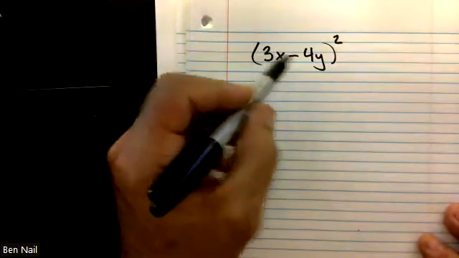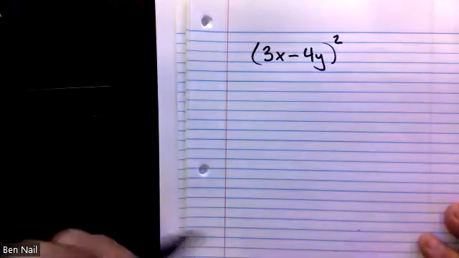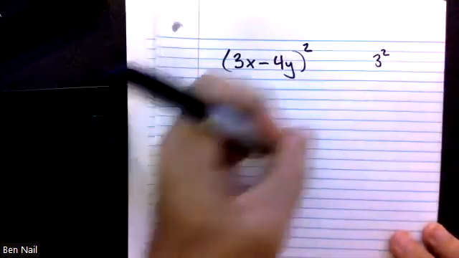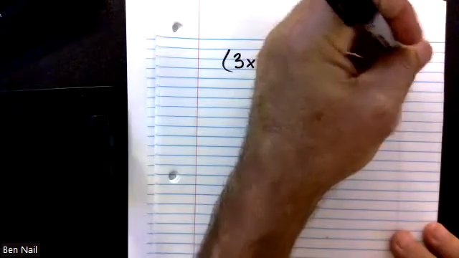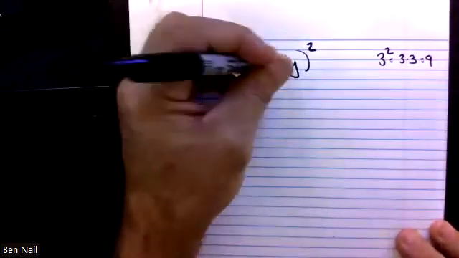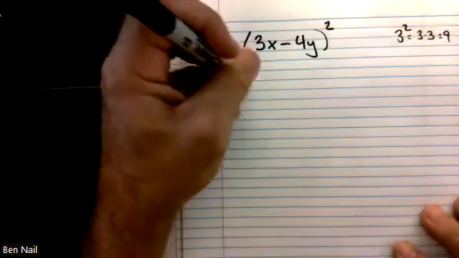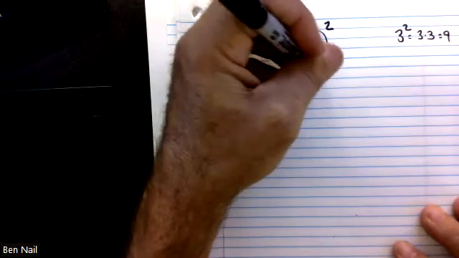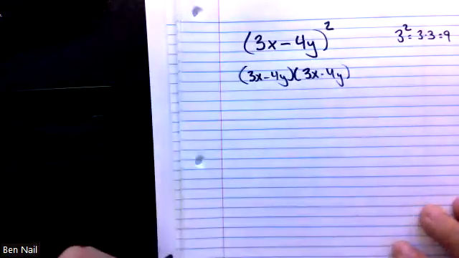Most people want to distribute that exponent. They square this term and they square this term and then they're done. That's not the way we do this. When you square something, 3 squared means 3 times 3. So if we take this 3x minus 4y squared, what we mean is 3x minus 4y times itself.